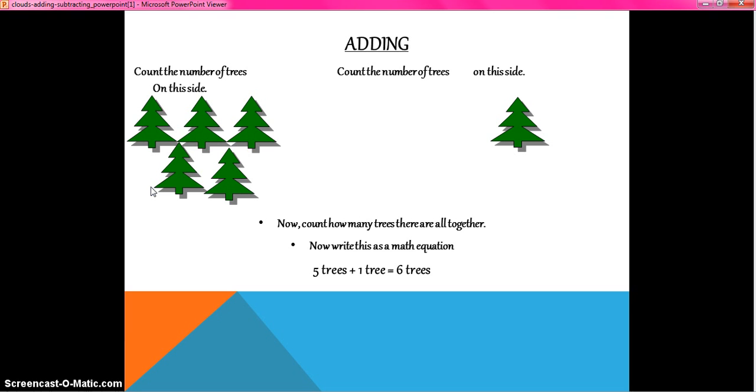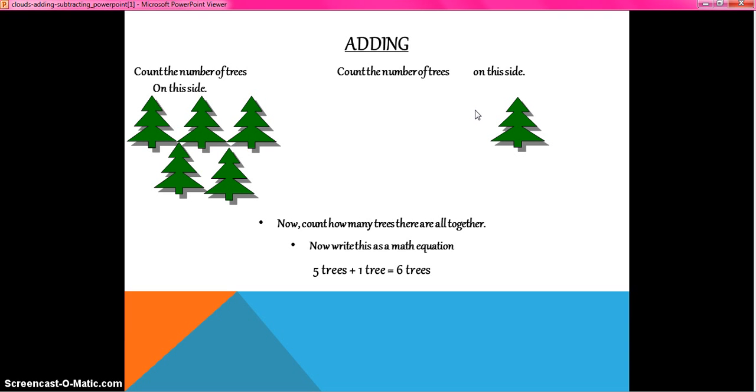Now before we count the next group of trees, what do you need to write next to the number 5 that will show you're about to add a number? Good, a plus sign. Now let's count this side of the trees. How many do you see? Right, 1. This means you need to write a 1 next to your plus sign.